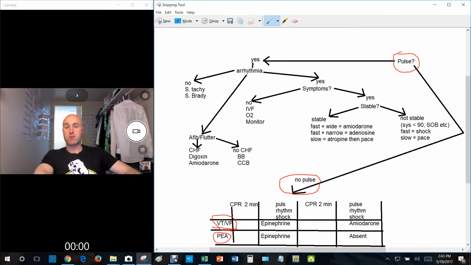So what if you come across them and they do have a pulse? Well, you need to see if they have an arrhythmia. Let's say they don't have an arrhythmia, well then it's probably a sinus tachy or sinus brady. We won't worry about that right now. But if they do have an arrhythmia, then you need to wonder if they have symptoms. If they don't have any symptoms, but they have an arrhythmia, then you can give them IV fluids and oxygen and put them on a monitor and see how they're doing. You don't need to go much further than that.